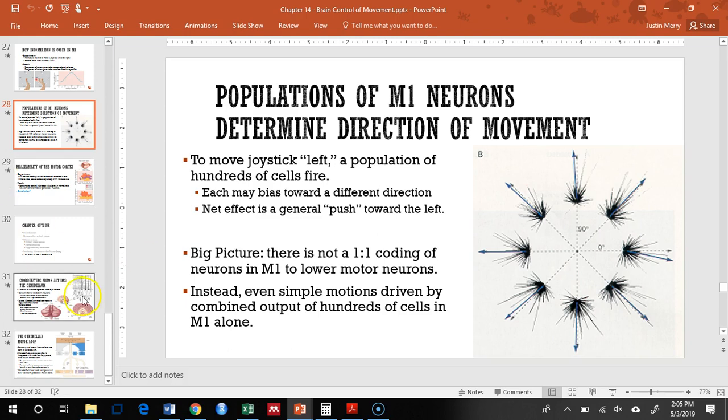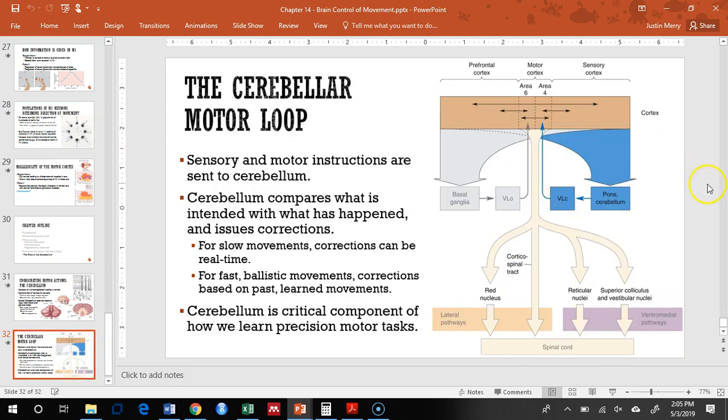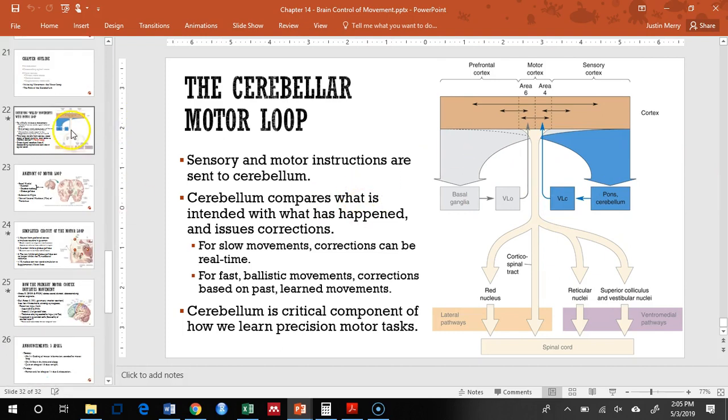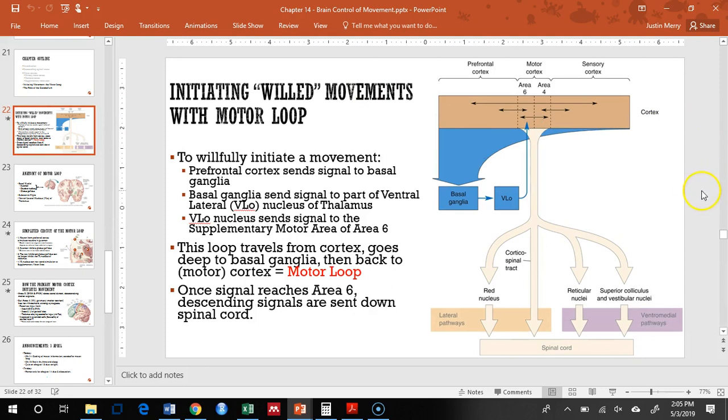So that's one thing. The other thing I pointed out, and there's this picture, we'll use this one in this case. What this is trying to represent is this motor loop. And a lot of this figure is focused on this part of the motor loop, this circuit that goes through the basal ganglia, starting in the prefrontal cortex, going through the basal ganglia to the thalamus and back to the supplementary motor area.